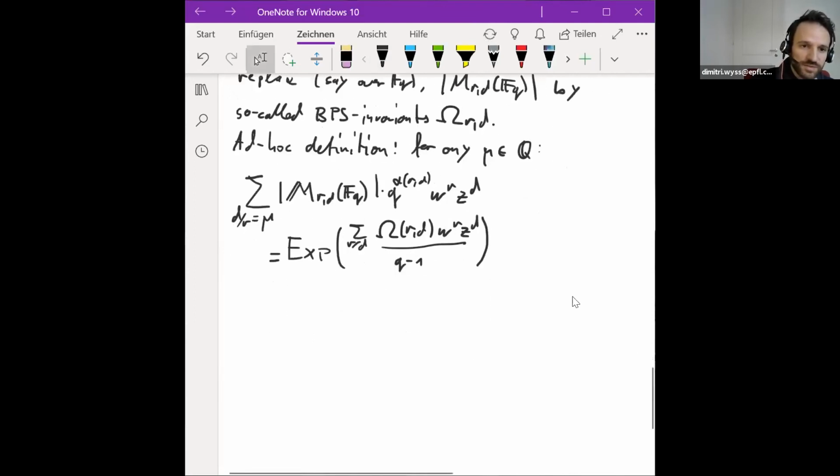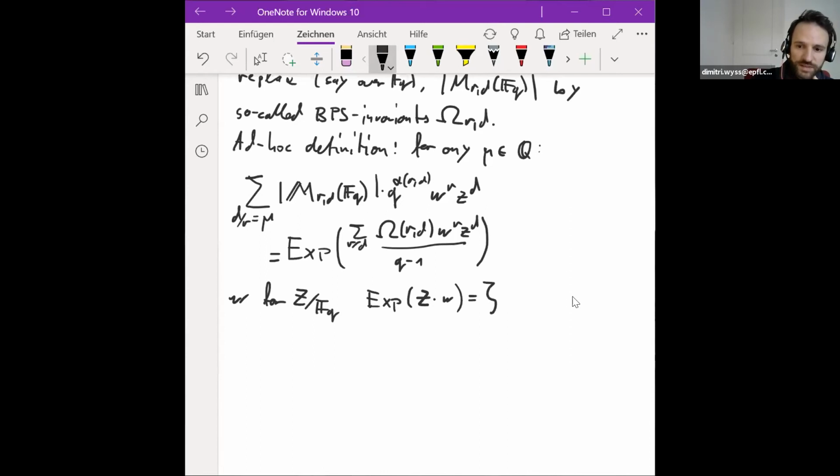So what does this exp do? For any variety, say Z over F_q, exp of Z times some variable, say w, will just be the Weil zeta function of Z. Okay, if you have never seen this, it's probably not so helpful.